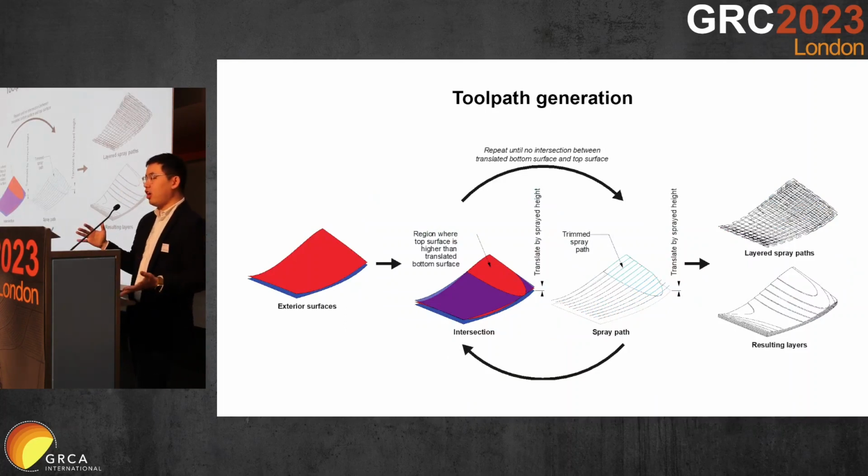So repeating this on a surface, over there on the left, those are the input surfaces that we can define, repeating the slicing process iteratively until the full surface is captured. We get the output, which is the layered spray paths, which you can use to program the robot, and also the resulting slices and layers for the segment itself.